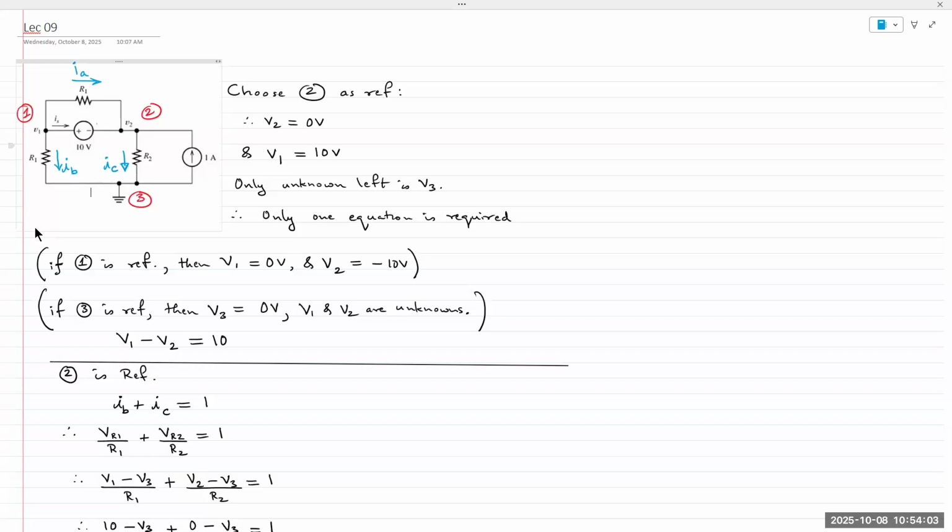Because I choose IC as coming from the top to bottom, I'm automatically stating that node 2 is at a higher potential than node 3. Even though at the end, the answer says it's the other way around. It doesn't matter. For the purposes of this analysis, I'm choosing node 2 to be higher than node 3. And you saw at the end, my answers are still correct. I obtained minus 5.6. So it doesn't really matter. Because IB is going down, it's V1 minus V3.